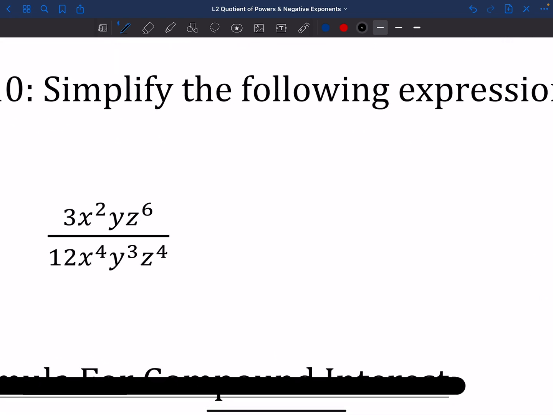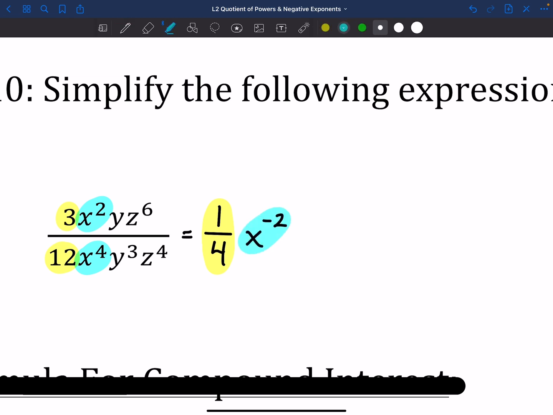Let's take a look. So first things first, I've got this 3 and this 12. If I'm thinking about 3 divided by 12, don't say 4, but it is like 1/4. Fourth? What am I talking about? Fourth. Second piece, we've got x squared and x to the 4th. If I think about that, 2 minus 4 with those exponents is going to leave me with negative 2.